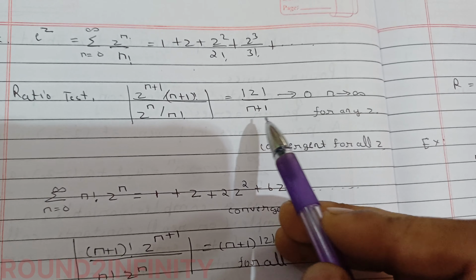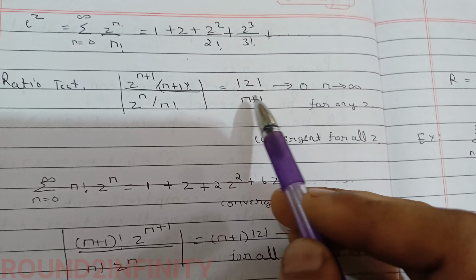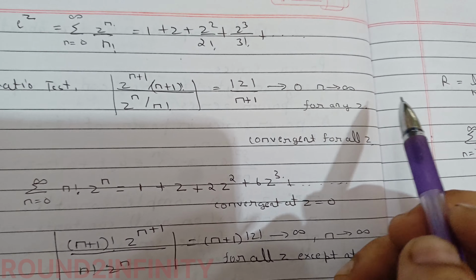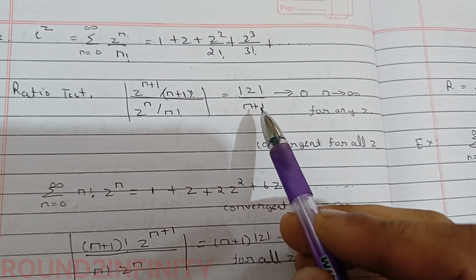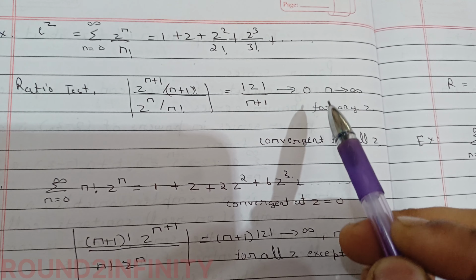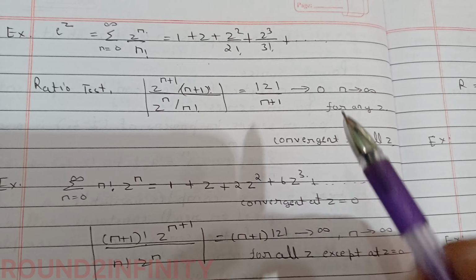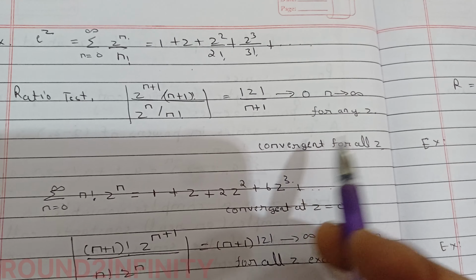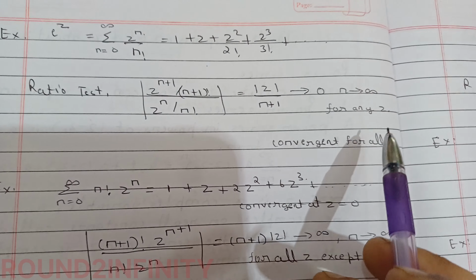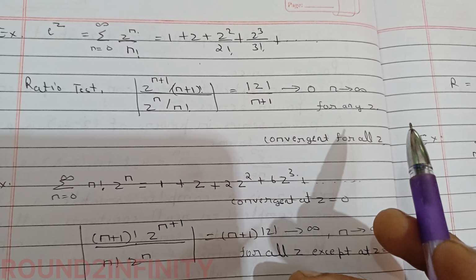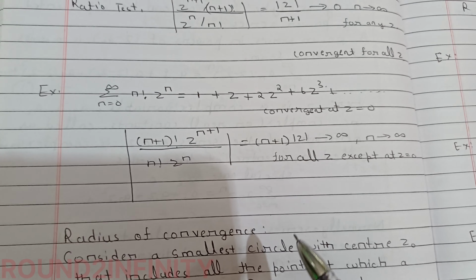Now see, as n tends to infinity, this whole term tends to 0, so this will converge for any z. Whatever z can be here, if n tends to infinity, this whole term tends to 0, so we will say that this is convergent for all z. That's why it is convergent for the whole complex plane. So this is the example where the series converges on the whole complex plane, meaning at any z it will be convergent. Now let's see where it is convergent at a single point only.